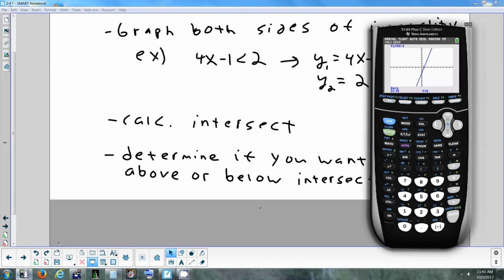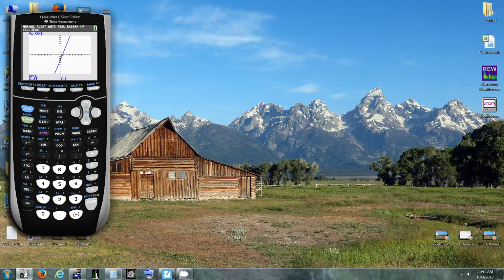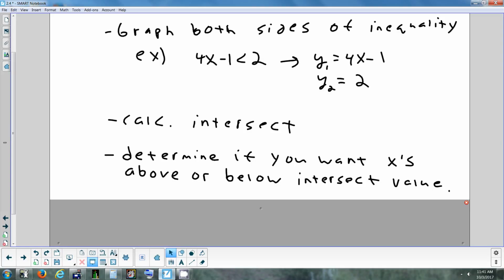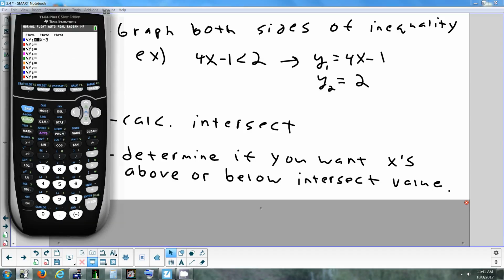Okay, so let's type this in again. All right, so again, this time I'm not rearranging it. I'm going to leave the left just the way it is. Leave the right just the way it is. Okay, hit graph. Here's 4x minus 1. There's y equals 2. Okay, 4x minus 1, that's the blue graph.